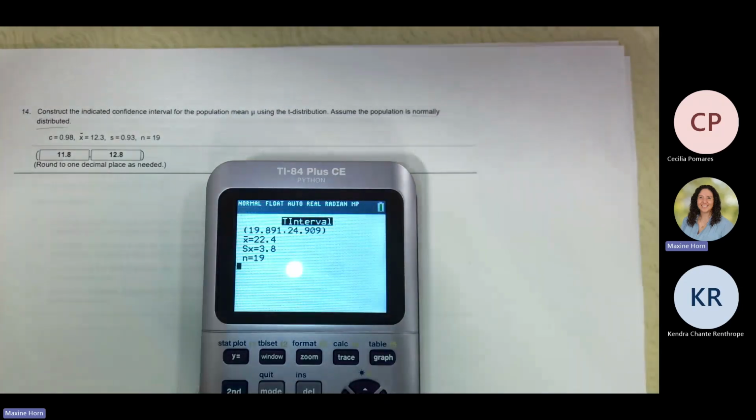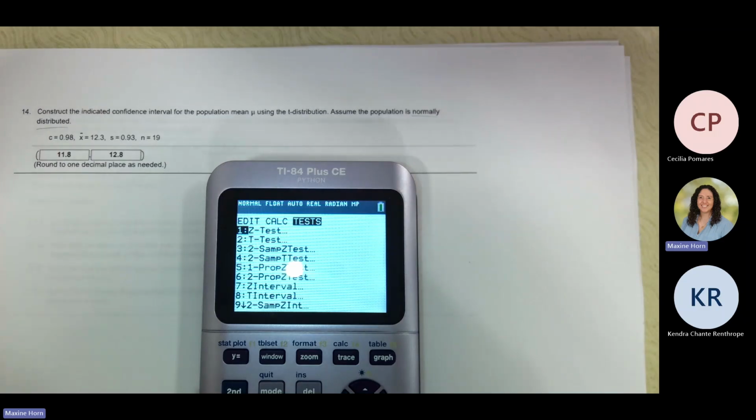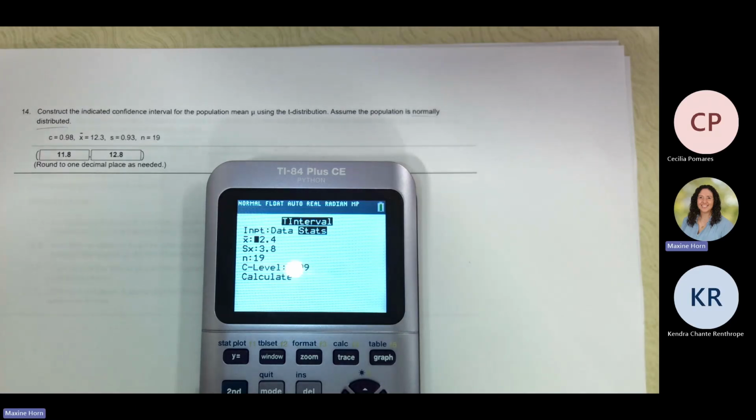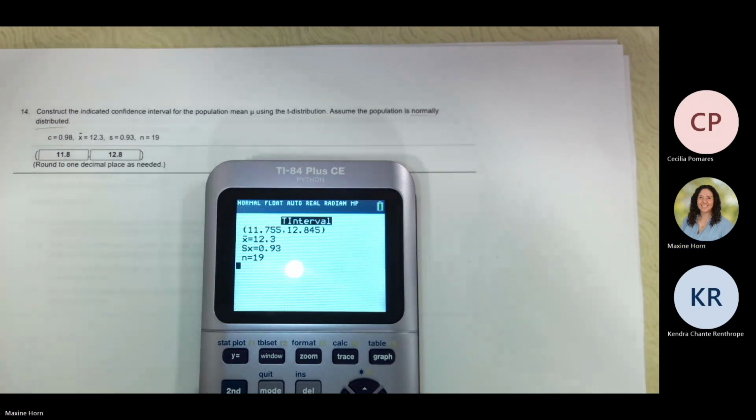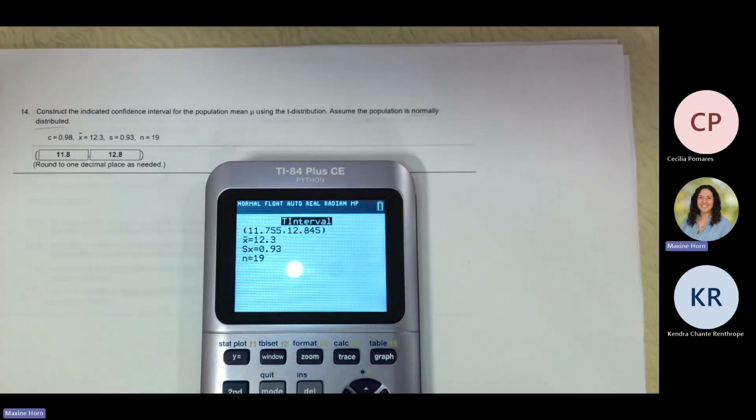You're allowed to. So again, stat, tests, because we have a sample standard deviation rather than a population standard deviation, we're using number 8, the t interval. We're going to plug in what we know. The sample mean is 12.3. The sample standard deviation is 0.93. The sample size is 19, and our confidence level is 0.98. And then we round as they ask us to.